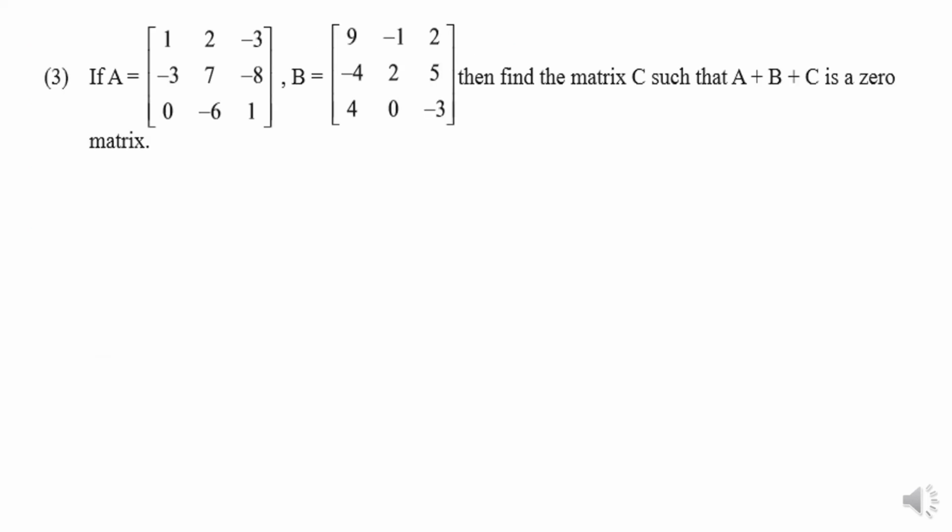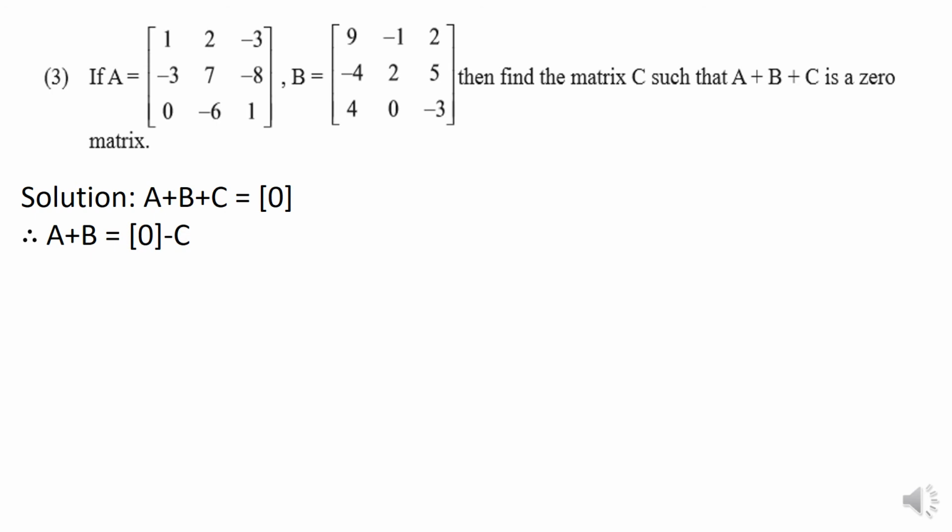In the next sum, the sum given is A and B are two matrices. We have to find the matrix C such that A plus B plus C is a 0 matrix. Now this sum also has a chance of coming in the board exam. Now in the solution, they have given us that A plus B plus C is a 0 matrix. Thus A plus B plus C is 0.